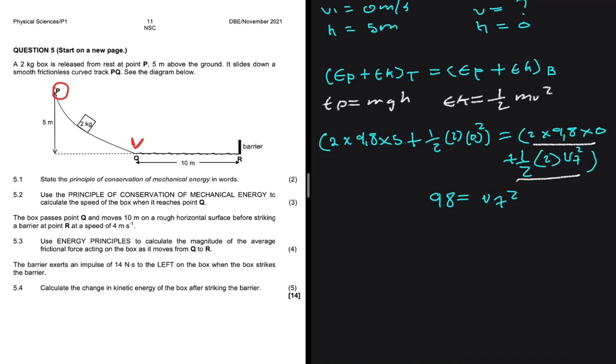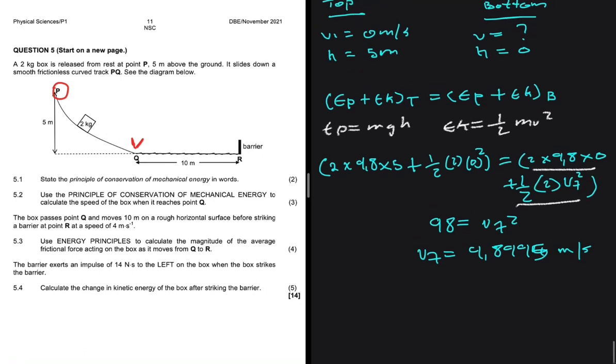So now what we're doing is essentially taking the square root on both sides, and if you do that, we're going to get VF is equal to 9.8995 meters per second. 95, not 94, by the way, meters per second. So that's the speed at point Q using the principle of conservation of mechanical energy.